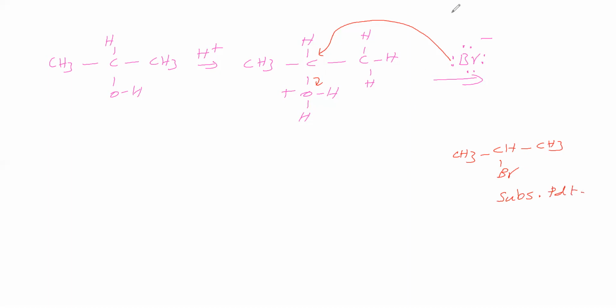Suppose this Br minus is abstracting this proton, then this bond will come here, this bond will shift. Therefore, we will get the elimination product.